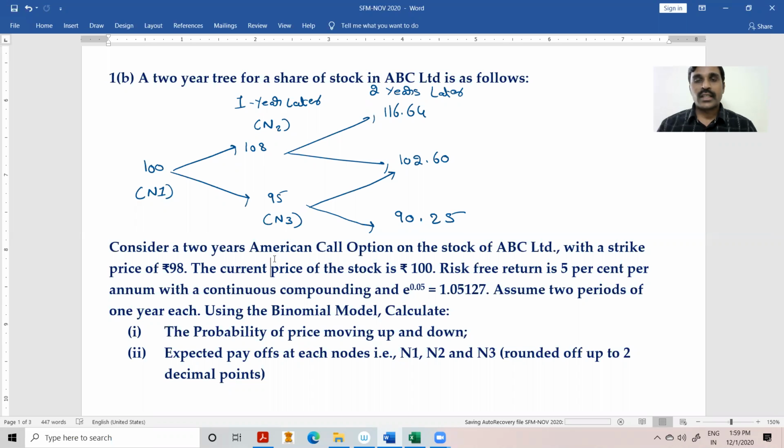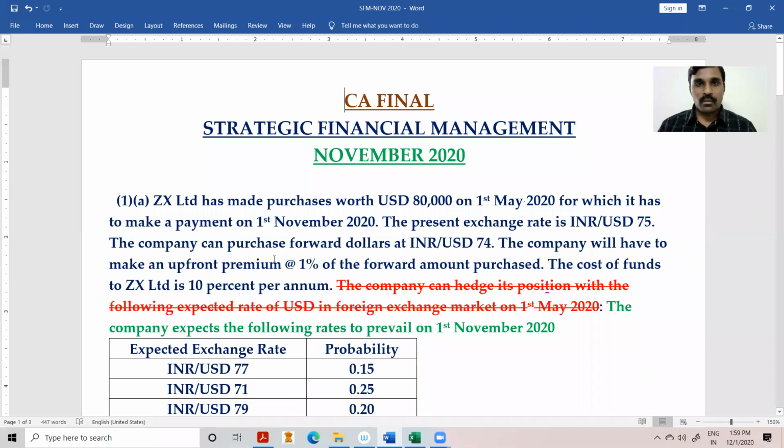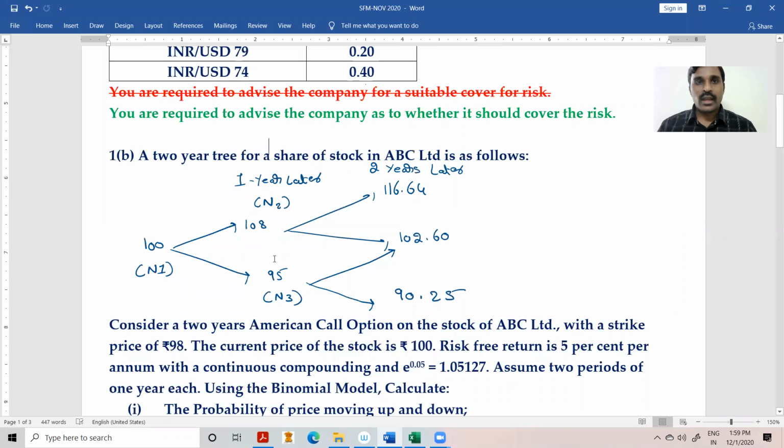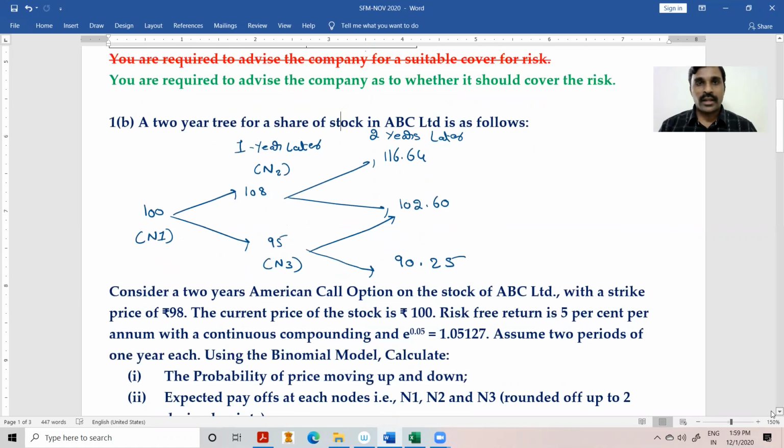So we are discussing the SFM paper November 2020 attempt. In the previous video, we have completed problem number 1A. Now look at problem number 1B. This is relating to derivatives options. This is related to options topic in the derivatives chapter number 8 of our syllabus.